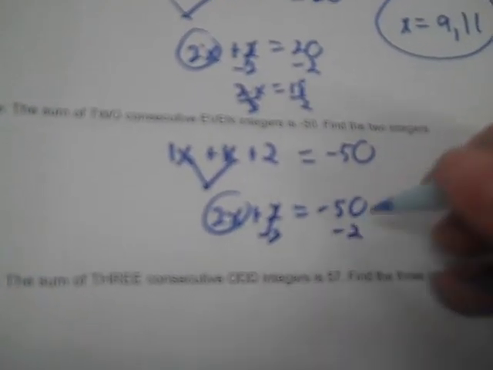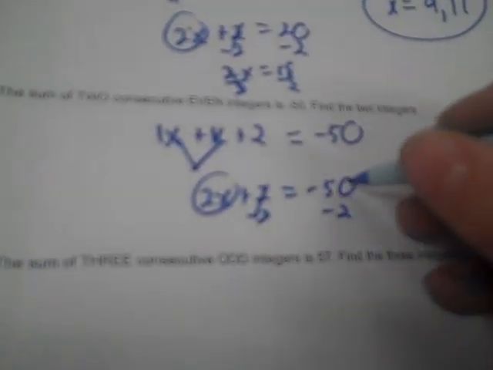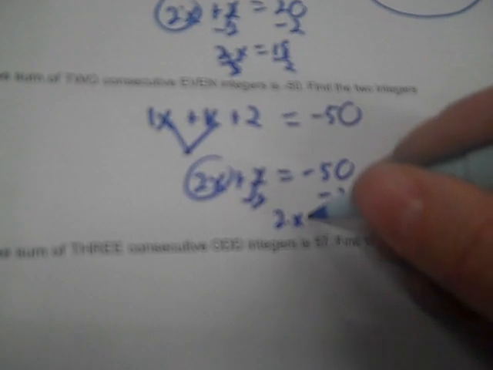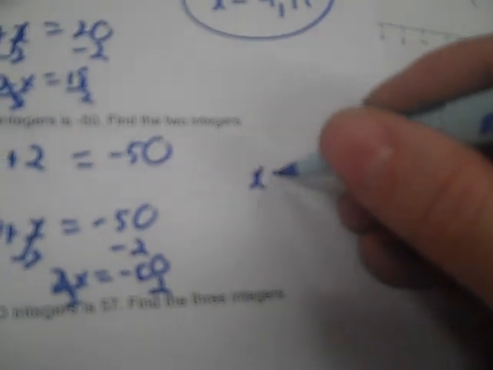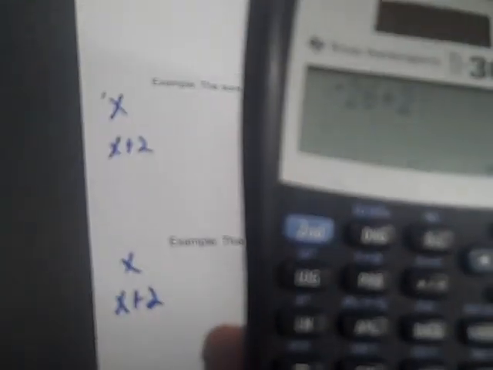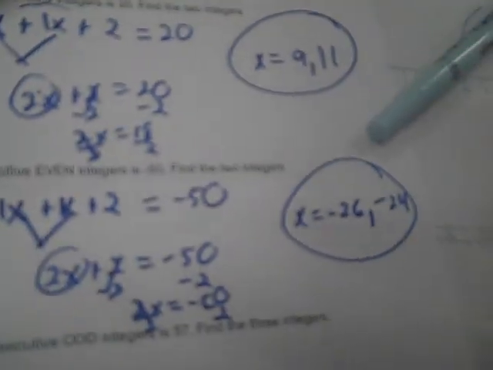Minus 2, that's negative 52. Negative 50 minus 2. Then I divide by 2, and x equals negative 26. So now that I know that x is negative 26, I'm going to take the negative 26 and add 2. It'll move it 2 forward. That's negative 24. Again, when you get your first answer, you just add 2, and that's your other number. So add those, negative 26 plus negative 24, that's negative 50, just like the problem says.